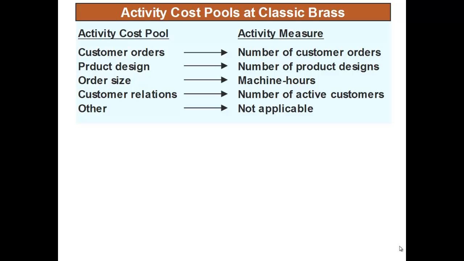So if we come out of our meeting with these different cost pools on the left: customer orders, product design, order size, customer relations, and other. These are the cost pools that came out of this particular meeting. This does not relate to every single company. This is just an example that we're using.